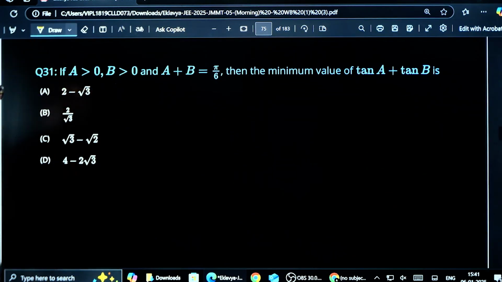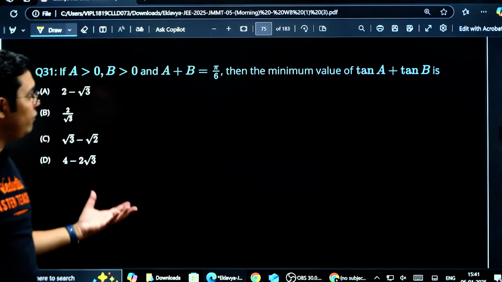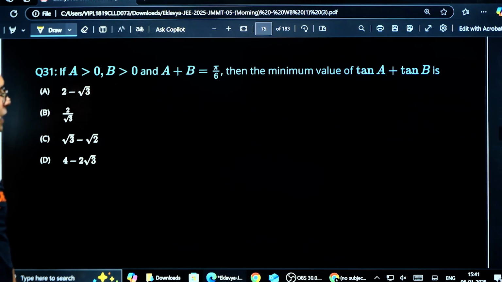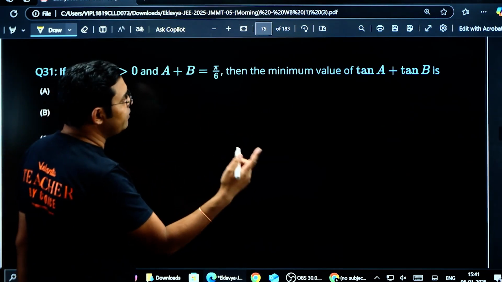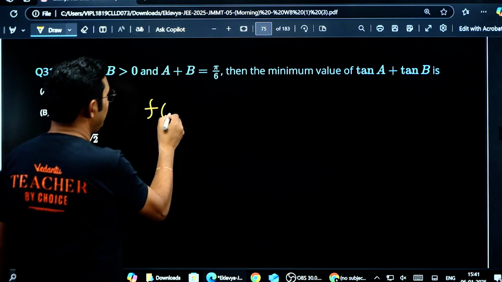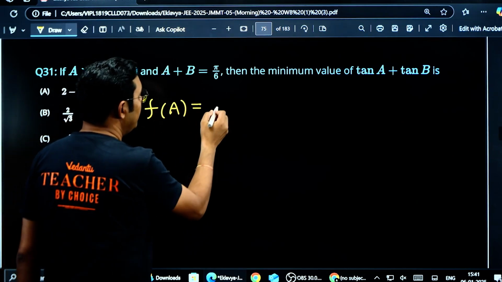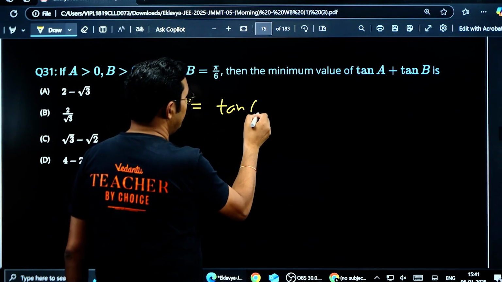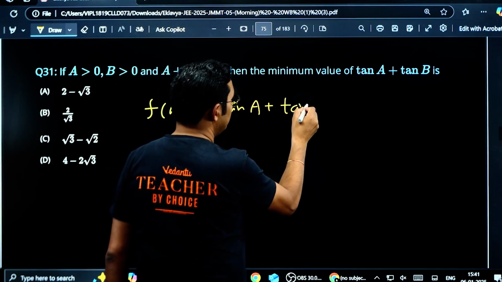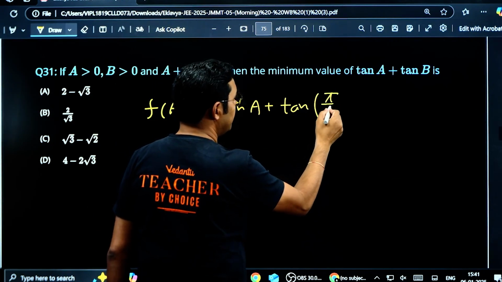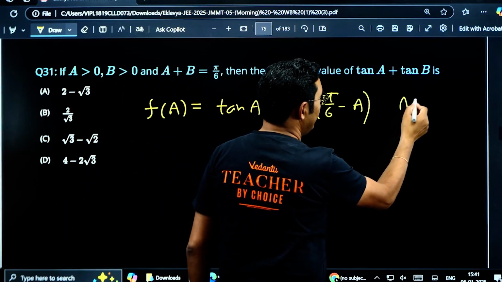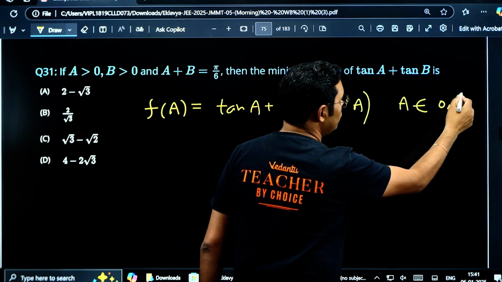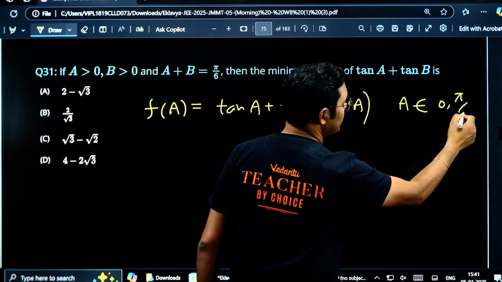A is greater than 0, B is greater than 0, and A plus B is pi by 6. You have to find the minimum value of 10A plus 10B. Okay. Now there is one method in which you can put B is equal to pi by 6 minus A. And then this will be a function of A. Okay. 10A plus 10 of pi by 6 minus A. And because A and B both are positive, the value of A has to lie within 0 to pi by 6. Yeah, 0 to pi by 6.